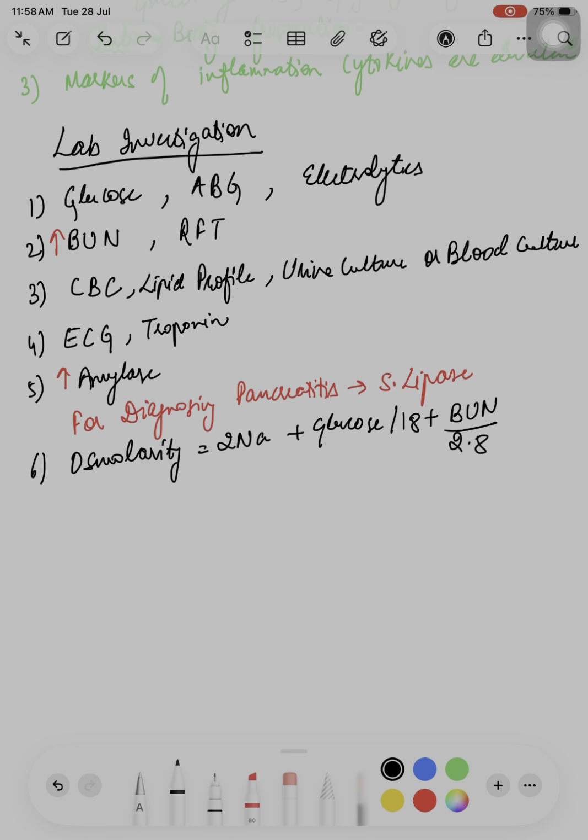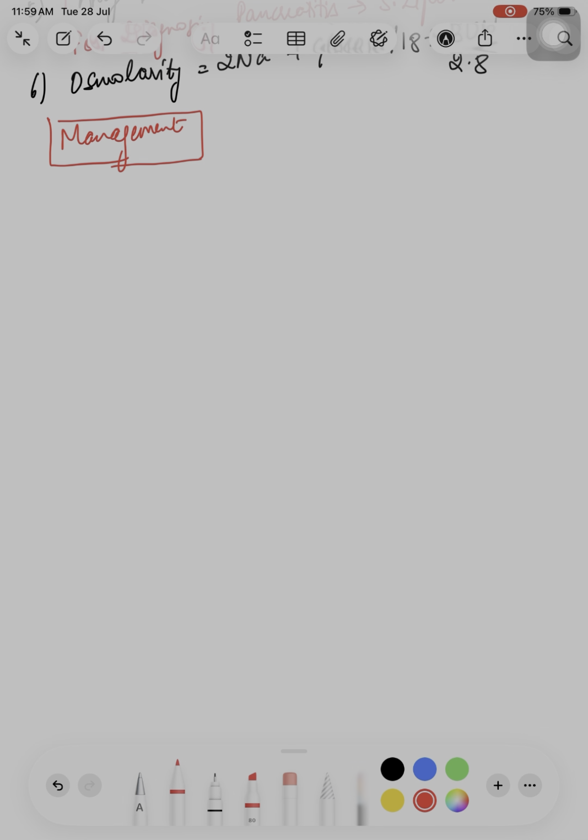So next is the management. Management is most important in case of diabetic ketoacidosis, because diabetic ketoacidosis is a medical emergency. So you have to remember 3 things. First is the fluid. That is the foremost important thing you have to give as you diagnose diabetic ketoacidosis. Second is insulin, and third is potassium, right? If you manage these 3 things correctly, you can manage diabetic ketoacidosis.